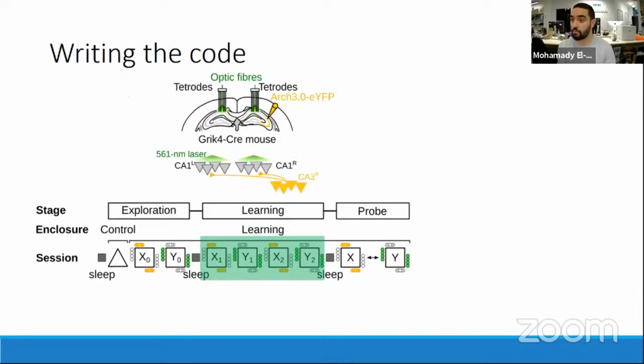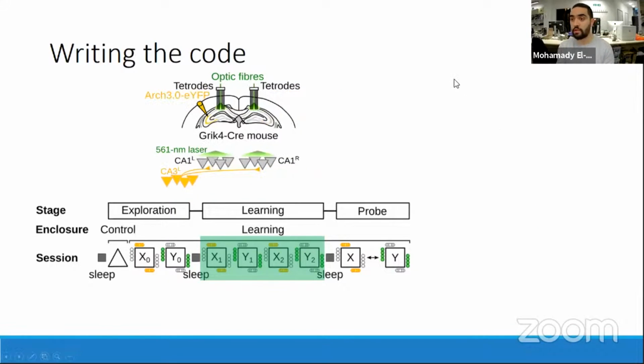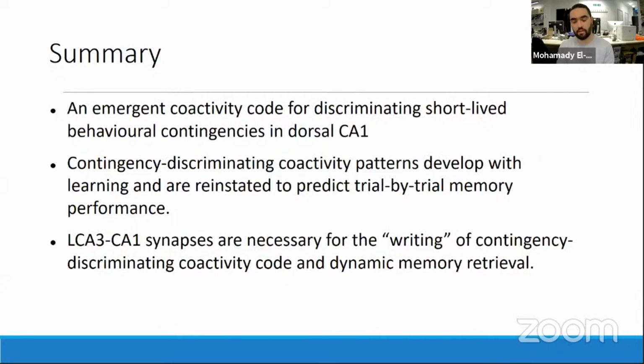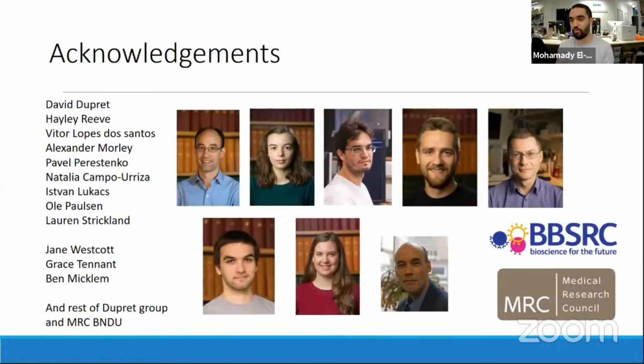If you silence the control pathway coming from the right, you don't impair performance. And if you silence the same pathway in a one contingency learning task, you also don't impair performance. So all of this together, I realize the time is up, but I'll come back to this summary slide, suggests that these contingency discriminating coactivity patterns are necessary for dynamic memory performance. In the end, I would like to thank all of the Gray Lab and especially the people involved in the study, including David, Oli, and Vito. Thank you all for listening.